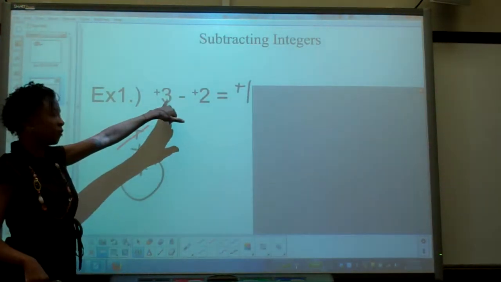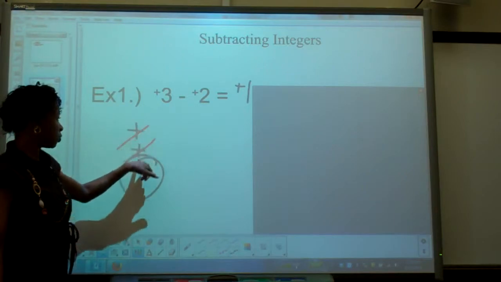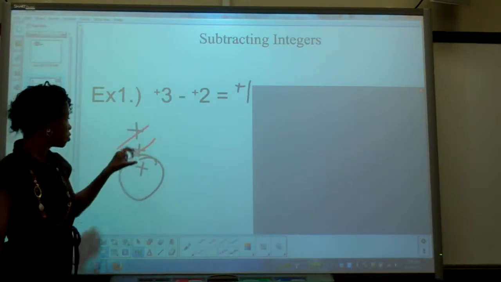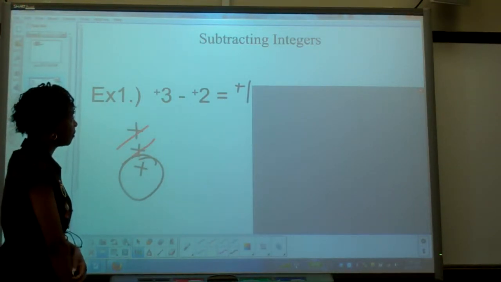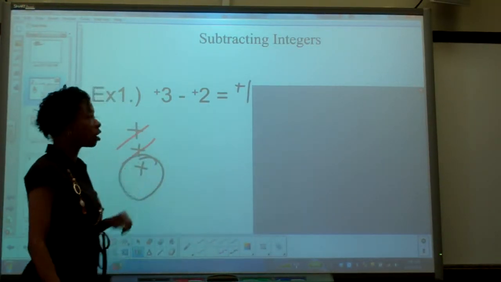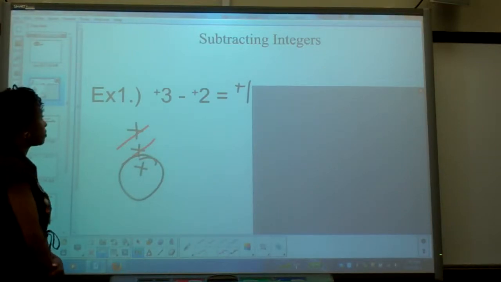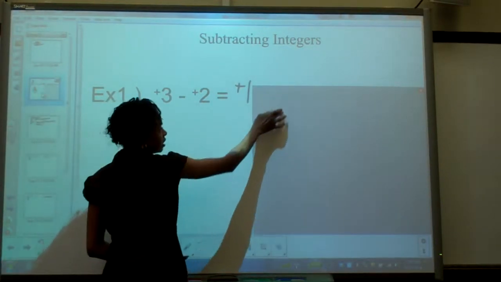Step 1, represent the first number. We did 3 positives, and then it says take off 2 positives, and we did. So there they are, 2 positives gone. Final answer should be in 1 charge, and it is positive 1. Example 2, that one should be easy.